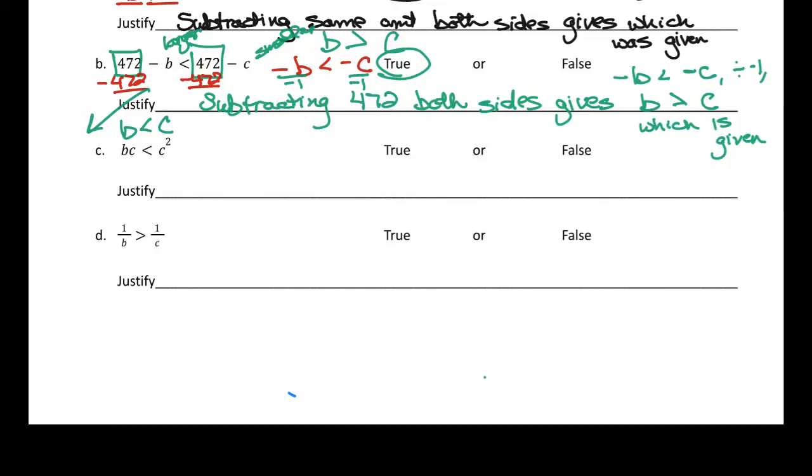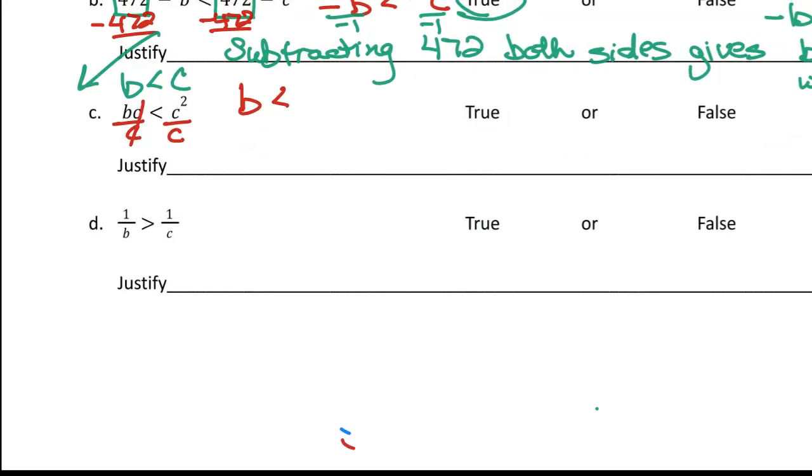Well, I see B, C. What's happening between B and C? They're being multiplied. And between C squared, that's C times C also. So I don't think we want to subtract here. We need to divide. So if you divide by C and divide by C here, you get B is less than, what is C squared divided by C to the first?